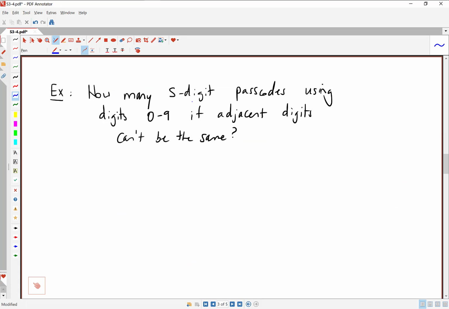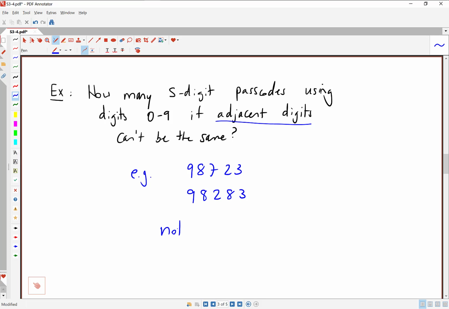Now we'd like to figure out how many 5-digit passcodes using digits 0 through 9 there are if adjacent digits can't be the same. When we say adjacent digits, we mean digits that are right next to each other. So an example of what would be allowed, you could do something like 98723. That's 5 digits using digits 0 through 9. You could do something like 98283. That's fine. The 8s aren't touching each other.